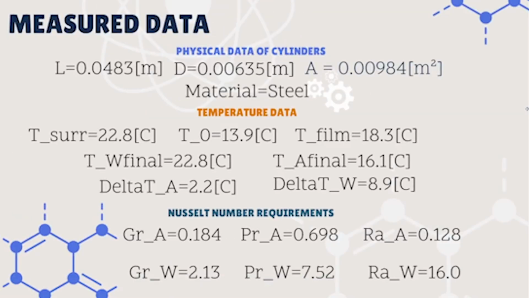Here's our measured data for our cylinder system. First up, we have the dimensions of the cylinder. Next, we have the temperature data that we measured using the IR thermometer. Using the film temperature and the numbers from the previous slide, we were able to calculate the Grashof number, the Prandtl number, and the Rayleigh number for both the air and water cylinders.